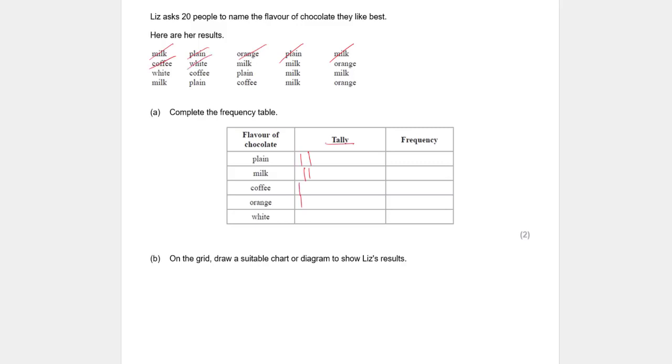Coffee, white, milk, milk, orange, white, coffee, plain, milk. 4. Every 5th one we cross it diagonally, so it's easy to count when it comes to the 5th one.